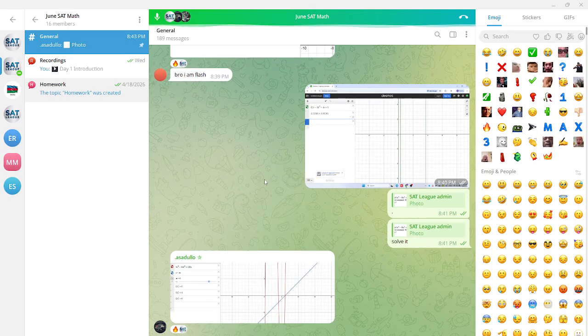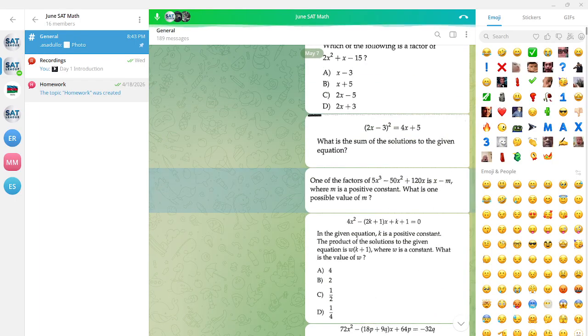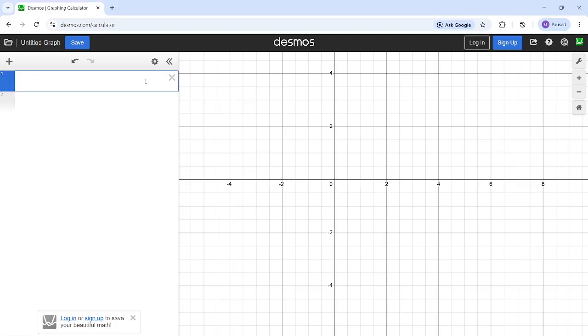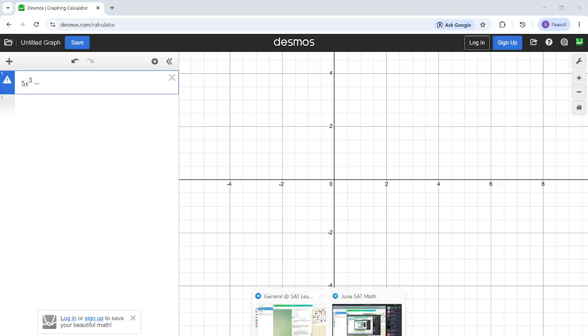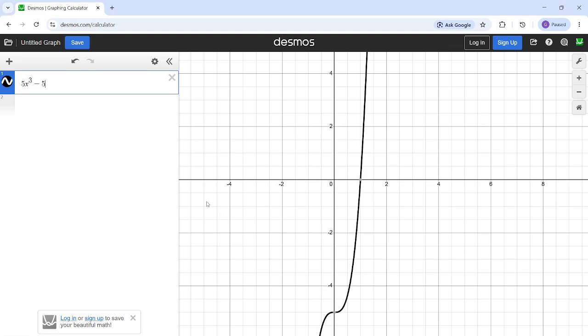I hope it was easy to understand the trick. I think there was nothing hard. Let me show you again if you haven't still understood it. So we write down the equation, which is in here: 5x cubed minus 50x squared plus 120x.